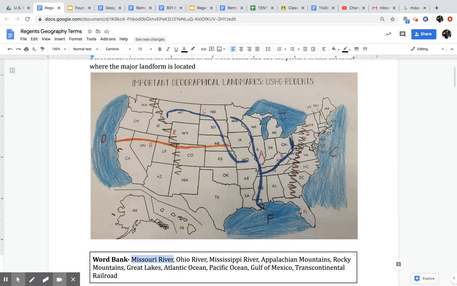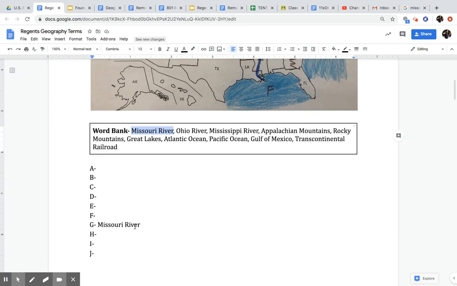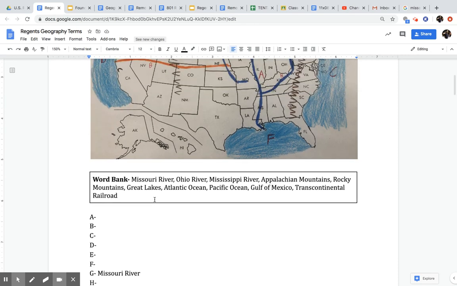All right, so the Missouri River, if you look, okay, is going to start here and then go up this way. So this would be the letter G. So we're going to take the Missouri River, and then we're going to write it in as our answer here, okay, which I've already done for you. All right, you're going to do this with all of them just to get a sense of where they are.